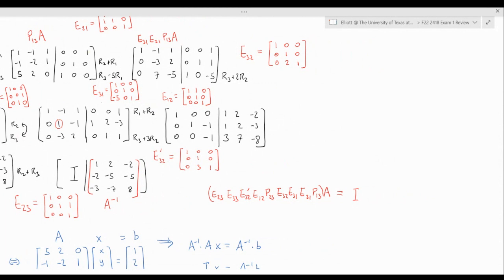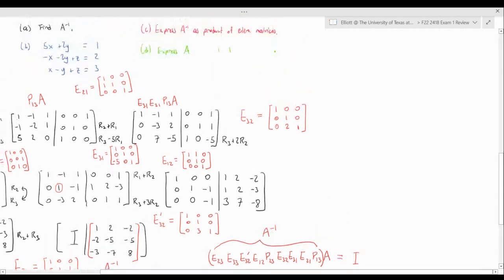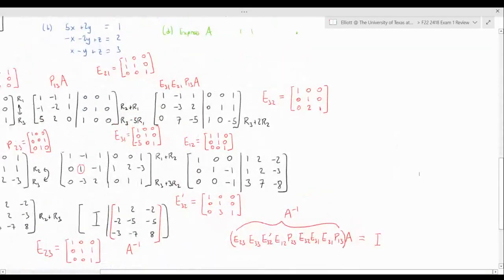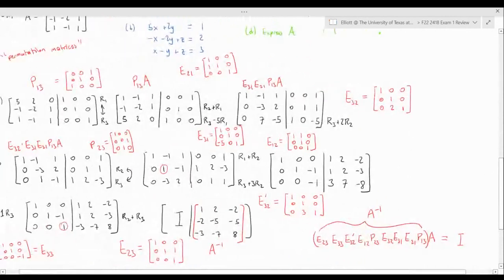So because we have a matrix here times A being equal to the identity matrix, that means that all of this product of elementary matrices must be A inverse, okay? So then that's how you would express the inverse of A as a product of elementary matrices, okay? So I'll pause real quick. Any questions about that?